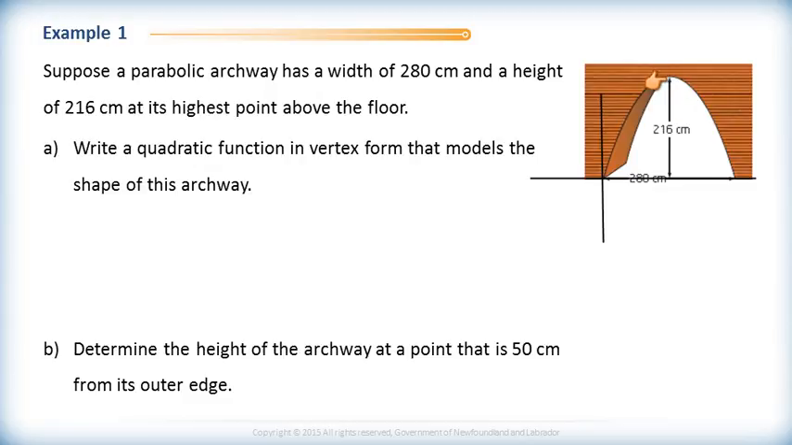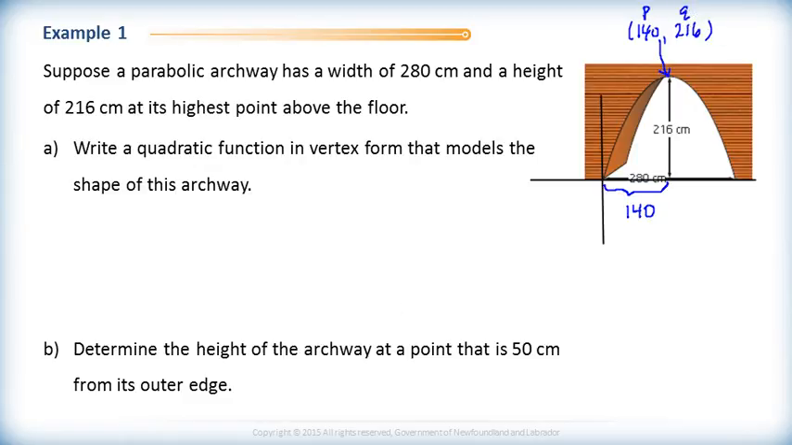Another convenient location might be to put the axes with the origin right at the vertex. That's another possibility as well. I think I'll stick with the first one. So I know this distance here is only 140 because it's half of the 280 for the width of the arch. And therefore, I now know my vertex, my p and my q values, are 140 and 216.